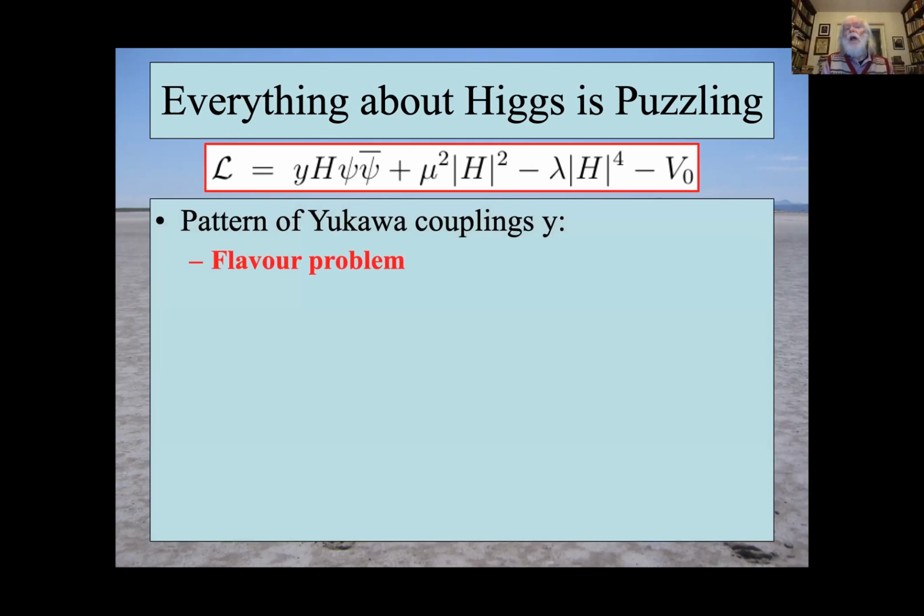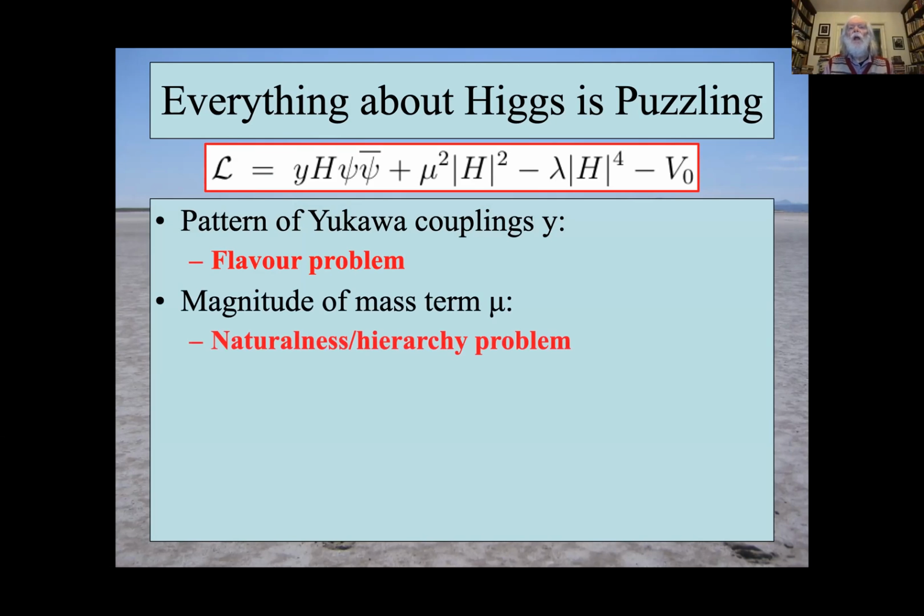So immediately we have a problem with the pattern of Yukawa couplings, which Jose has just been discussing in his talk. And this is related to the Flavour problem that he spent quite a bit of time discussing. The second term, the mu squared term, there's an issue here with its magnitude. And this is related to what are called the naturalness and hierarchy problems.